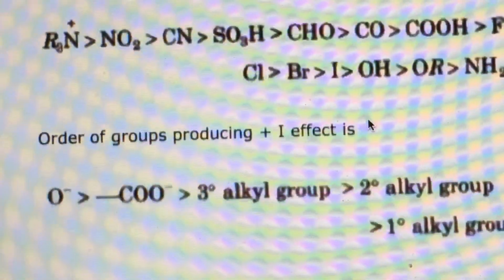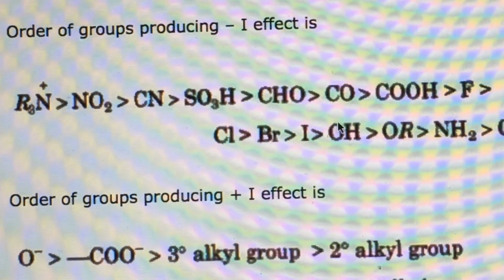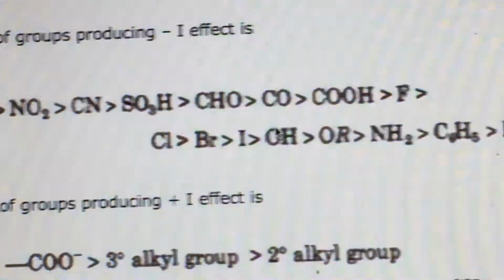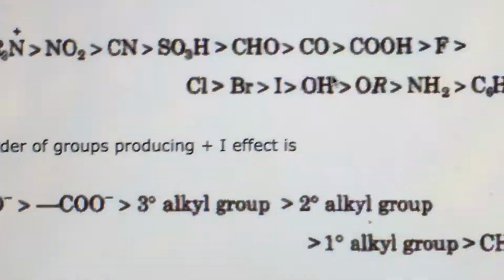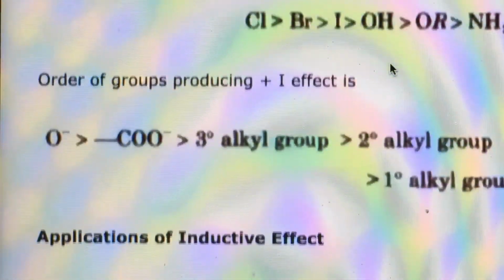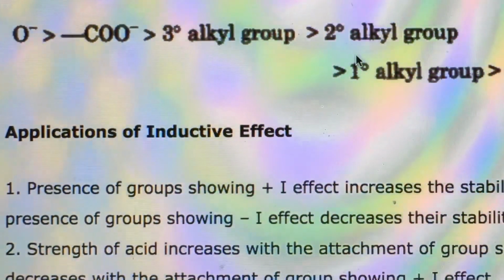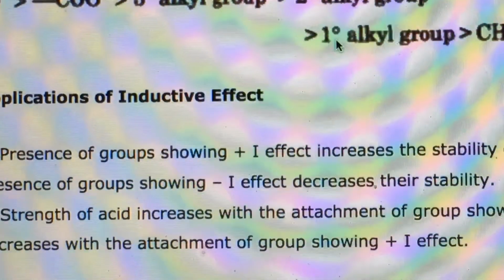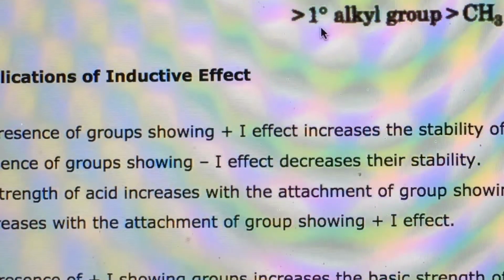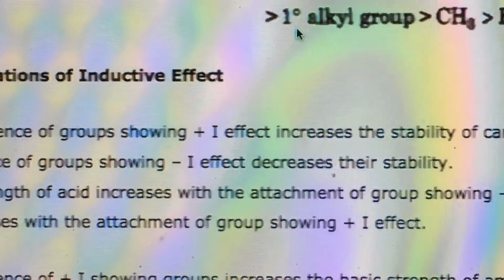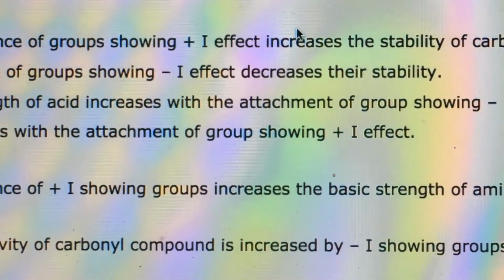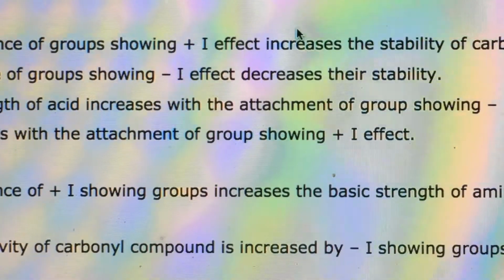And this is the order given in a standard book with respect to electron withdrawing inductive effect. Students should learn this really. And this is the order with respect to plus I effect. Students should learn this. It has many applications. Groups showing plus I effect increase the stability of carbocation. This is very important. Strength of acids increases with attachment of a group that withdraws electrons.